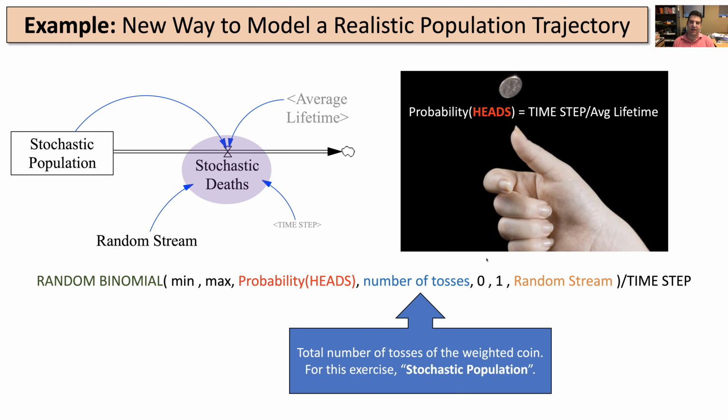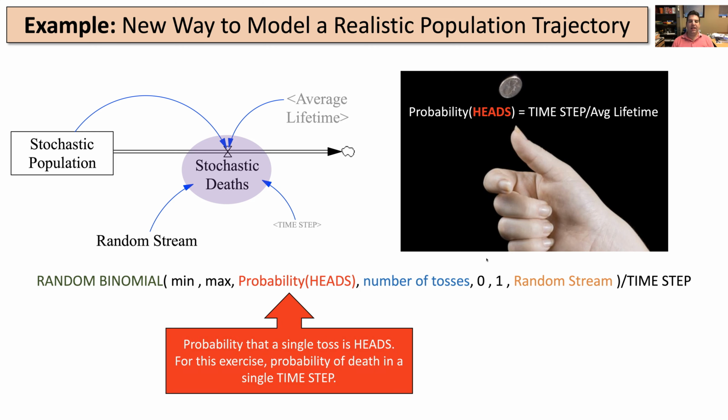Then the number of tosses, that is, the number of times you toss that coin to see if it comes up heads or tails. In our case, each bacterium left in the population is a toss, and so that will end up being stochastic population. The probability of a single coin toss coming up heads shows up here, which in our case will just be the time step divided by the average lifetime, because that gives us the probability of death in a single time step.